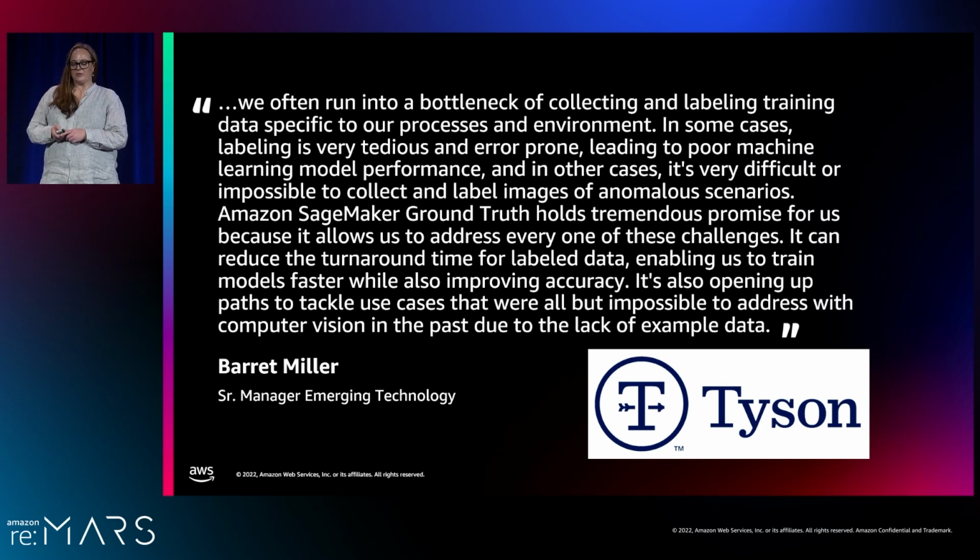Amazon SageMaker Ground Truth holds tremendous promise for us because it allows us to address every one of these challenges. It can reduce the turnaround time for label data, enabling us to train models faster while also improving accuracy. It's opening up paths for us to tackle use cases that were all but impossible to address with computer vision in the past due to lack of example data.